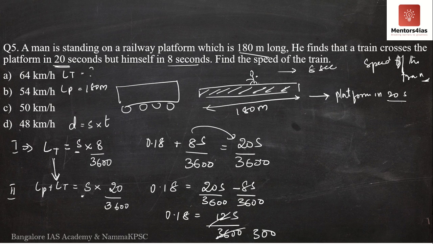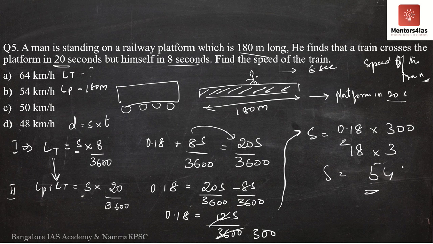Therefore, speed is 0.18 into 300, or nothing but 18 into 3. What is 18 into 3? 8 threes are 24, 3 on the 3, 1 plus 3... 54. Therefore, the speed of the train is 54 kilometers per hour. I hope you understood. If you are able to solve this kind of a problem, you should be able to solve any kind of problem when it comes to problems based on trains.